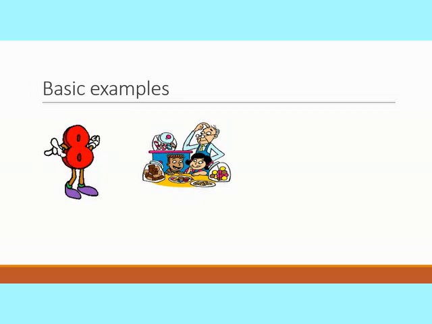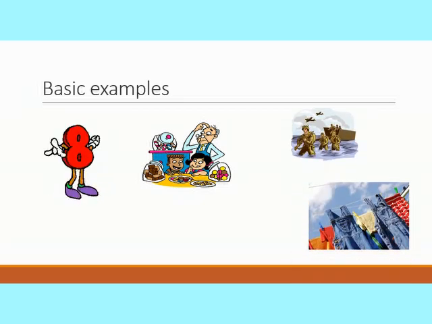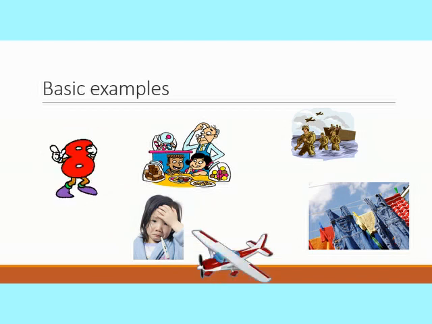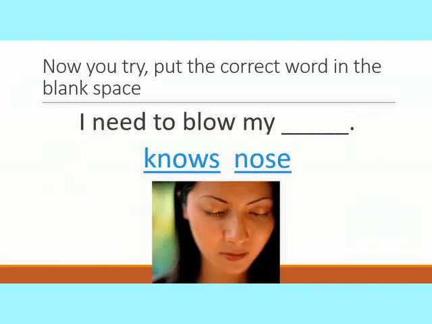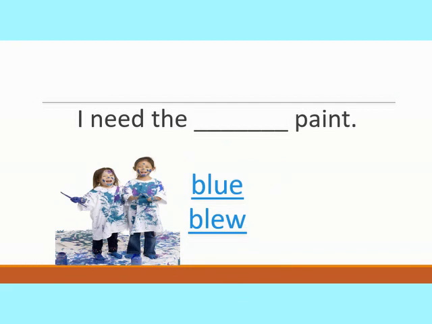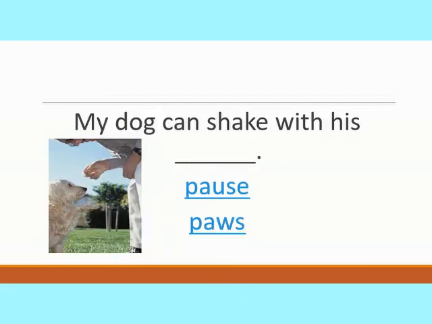Basic examples. I would like you to match up the pictures to their confusing partner. I'm not going to say what they are, but I'm pretty sure you can work it out. Then I would like you to put the correct word at the end of the sentence. So which one would go here? I need to blow the something paint. My dog can shake with his. Okay, that should be pretty easy.